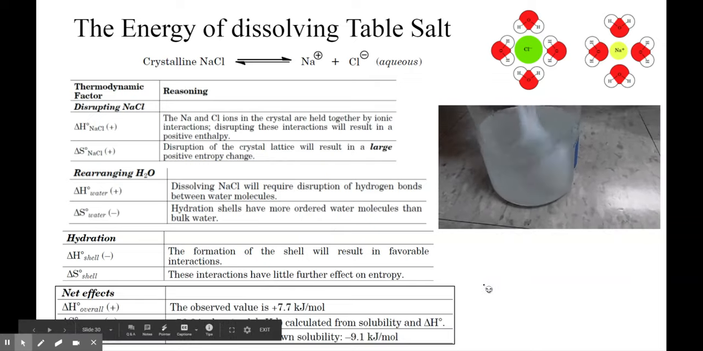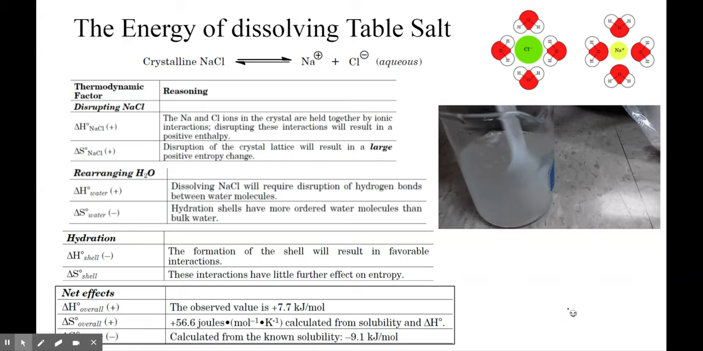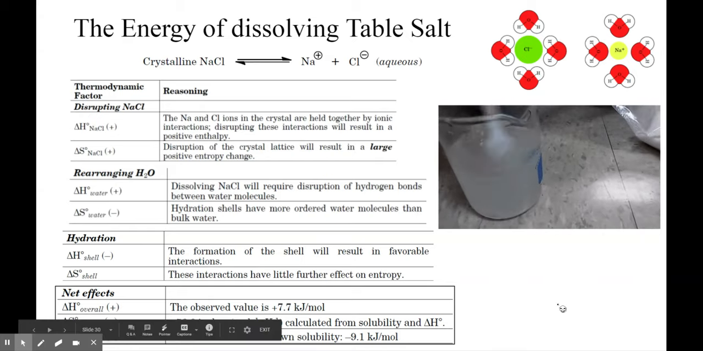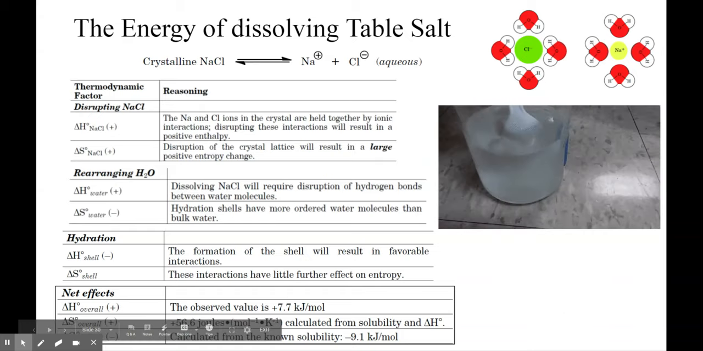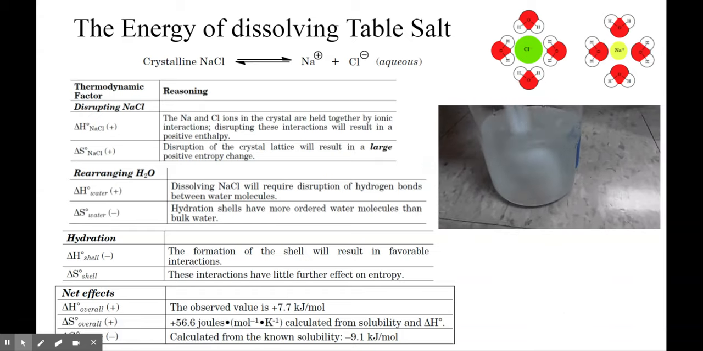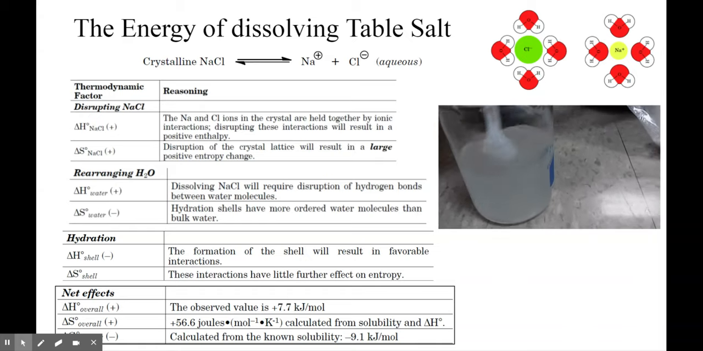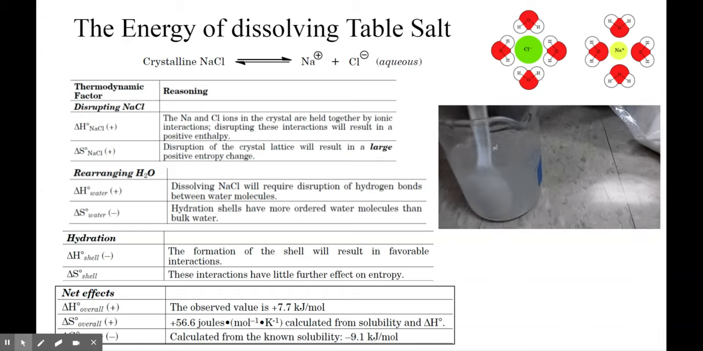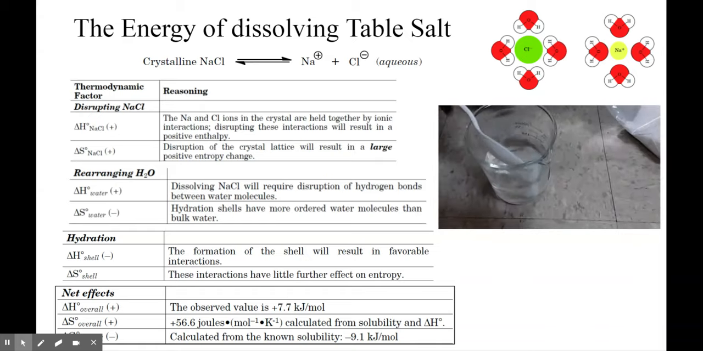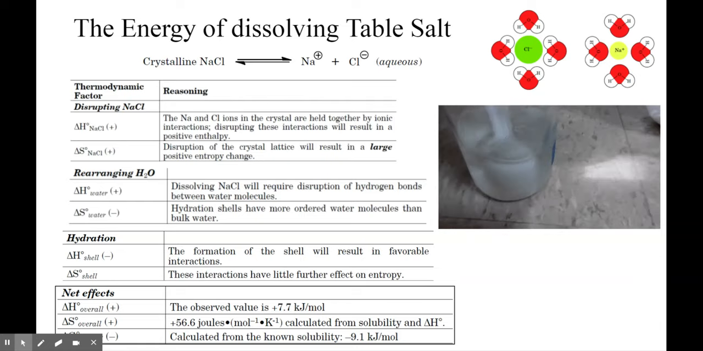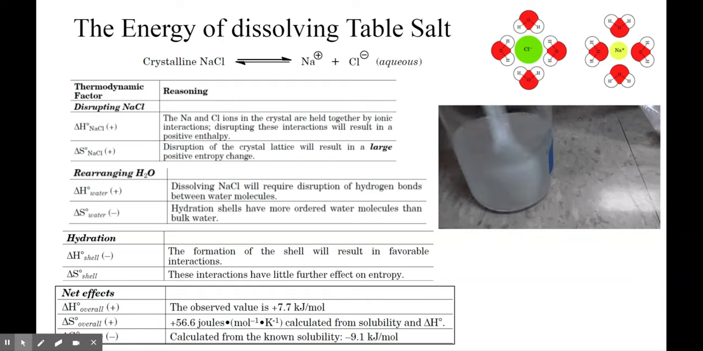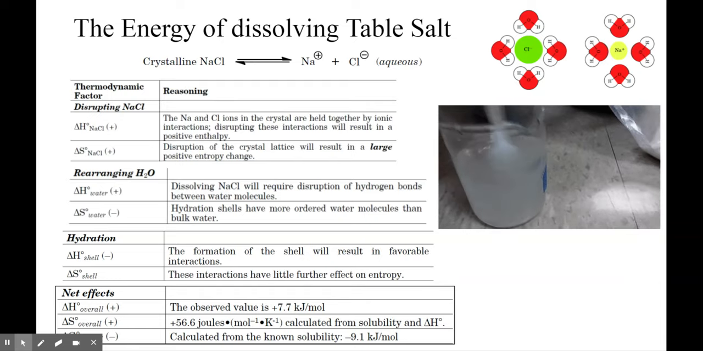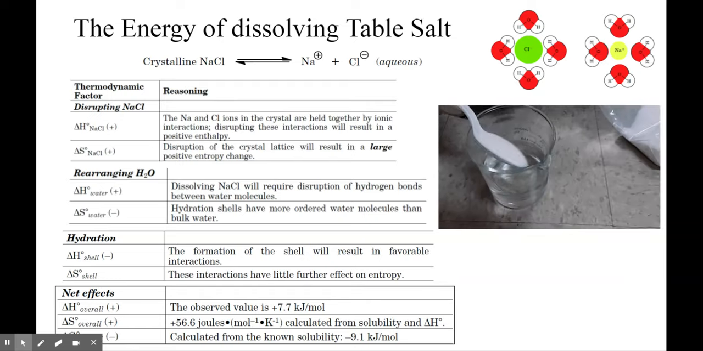But then most importantly, the overall enthalpy is positive. It takes thermal energy to dissolve, and the entropy is positive, so it's more chaotic when it dissolves. Using these together, the overall Gibbs free energy is -9. The fact that delta G is negative tells us that this is a spontaneous process.